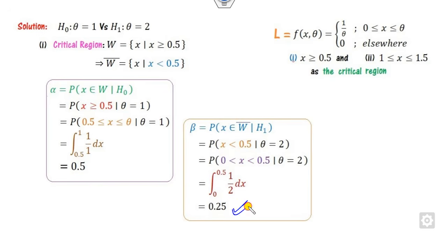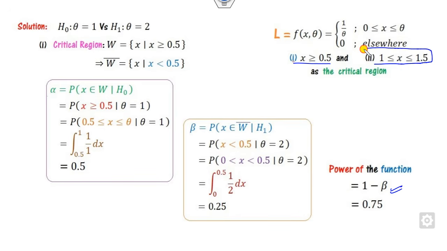You will get this answer here. Now how do you define the power of the test? The power is nothing but 1 minus beta. So this is the answer of the first part. Now we can do the same procedure for the rest of the examples as well as for this second part.